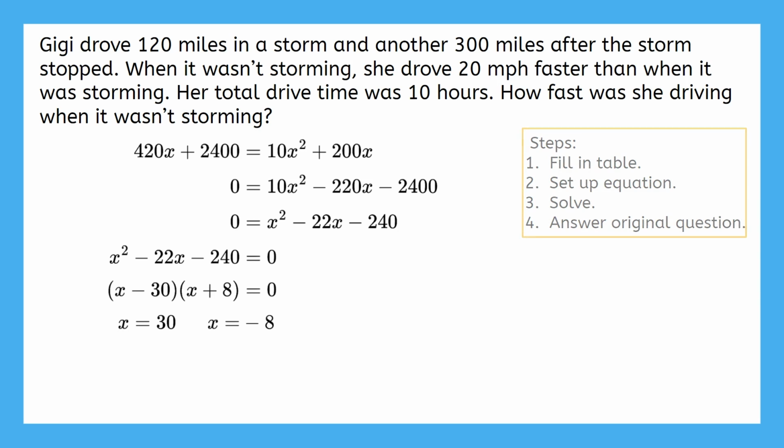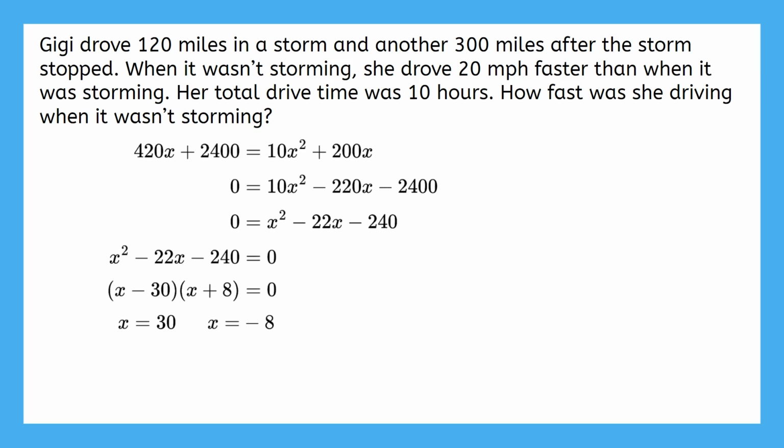So, what does x represent? We defined x as her driving rate when it's storming. She either went 30 miles per hour when it was storming, or negative 8 miles per hour when it was storming. A negative number would not make sense here. So we say she went 30 miles per hour when it was storming.